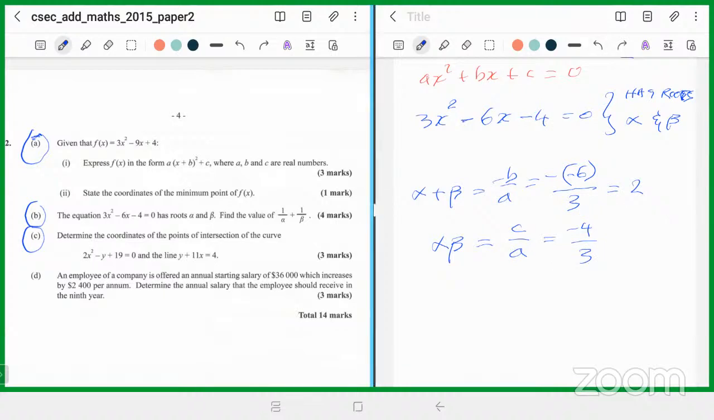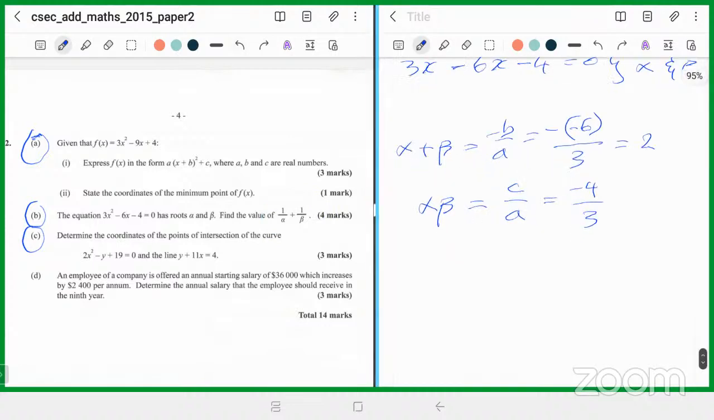They want us to find this value, 1 over alpha plus 1 over beta. So what we need to do is take this and express it in a form inclusive of the alpha plus beta and the alpha beta.